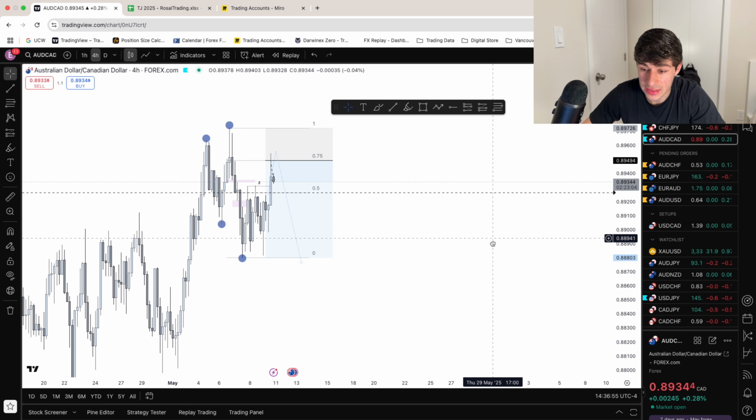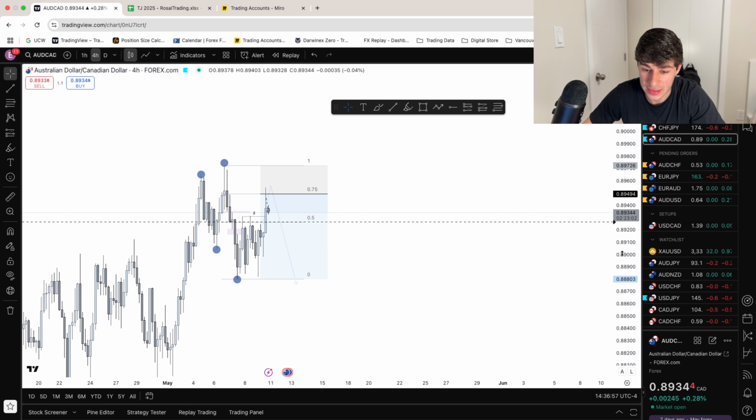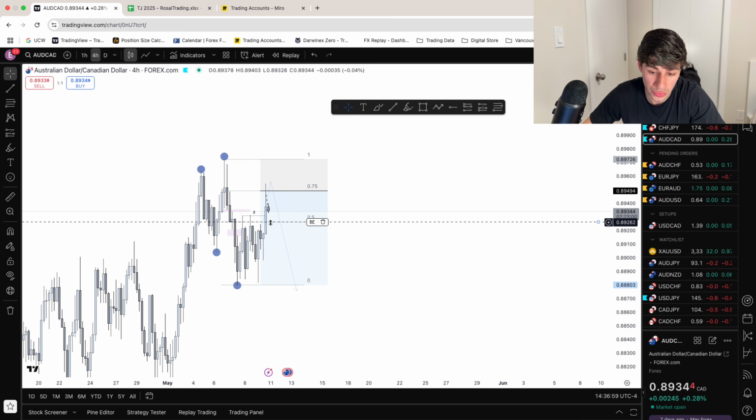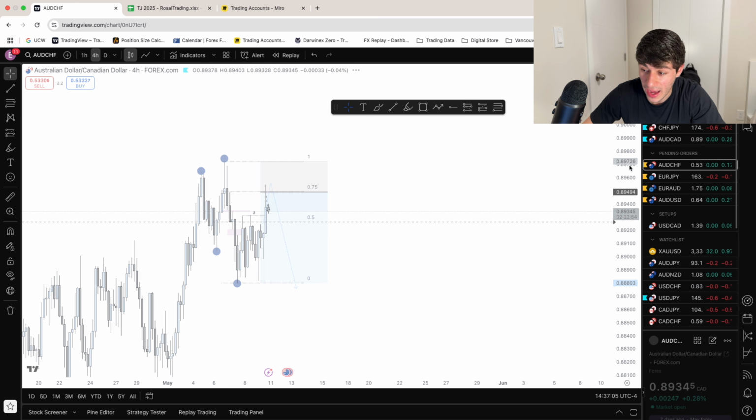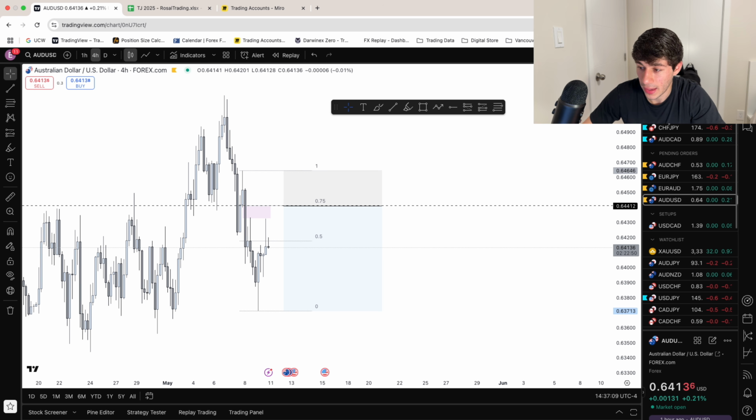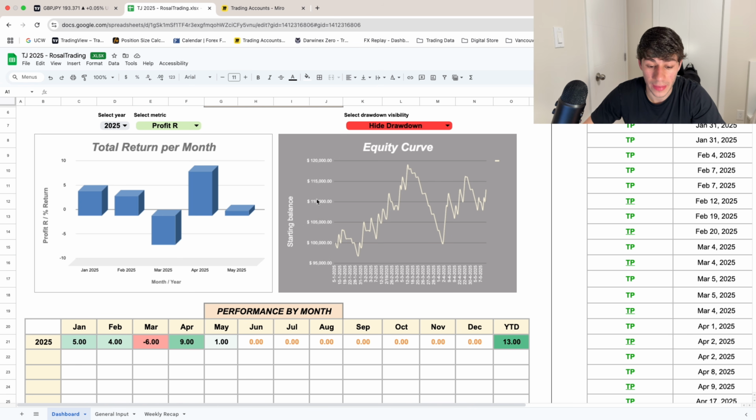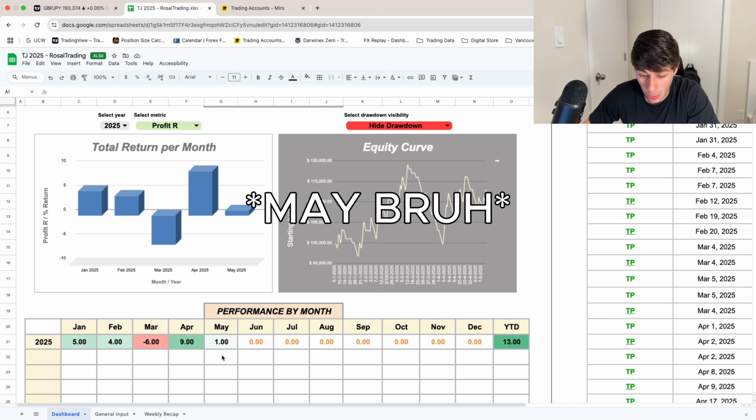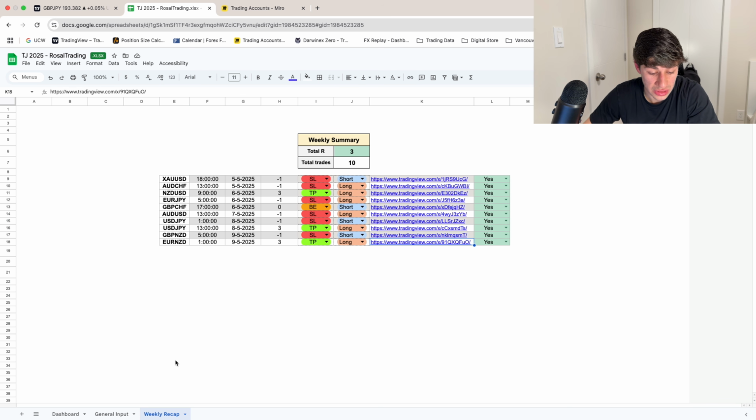And then I have this AUD CAD short position that is still not risk-free. I'm waiting for price to reach my 101 to move my stop loss to break even. And that's basically the trades I have currently at the moment. I have a couple of pending orders for next week. But yeah, it's basically my performance this second week of April. Up 1R, very good results, steady returns, which is honestly very nice.